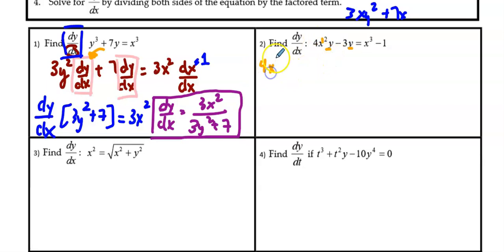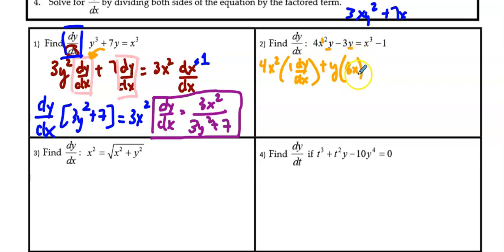So it's going to be the first times the derivative of the second. Remember, the derivative of y is 1 because the derivative of x is just 1. It's 1, but again, because I'm taking it with respect to y, I've taken the derivative of y with respect to x. So there you go. And then I'm going to do plus the second, which is y, times the derivative of the first. So I'm taking the derivative of 4x squared, which is just 8x.